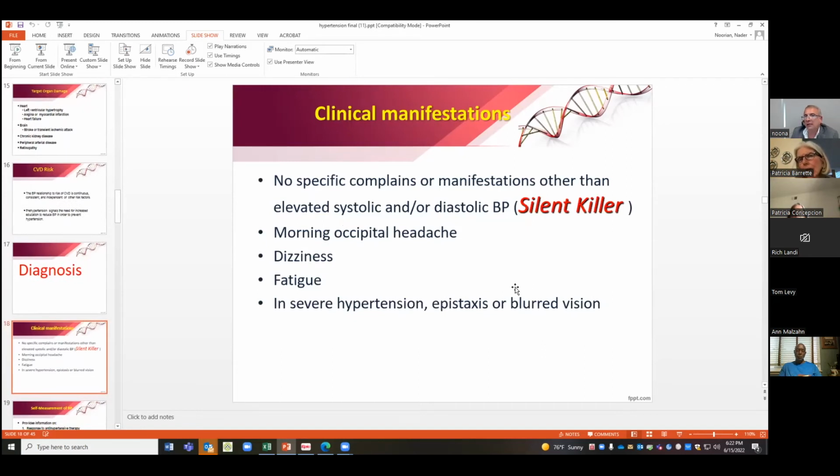So, clinical diagnosis of hypertension, as far as symptoms, is not very helpful. Actually, the majority of high blood pressure patients don't have any symptoms. So that's why we call it the silent killer. Some would present with typical symptoms, such as headaches, occipital headaches, morning headaches. Some can have dizzy spells. Some can have fatigue. In cases of very severe hypertension, you can have epistaxis, which is basically nosebleed, blurred vision, and so on. But again, in the majority of cases, especially in stage 1 hypertension, we do not see many symptoms.